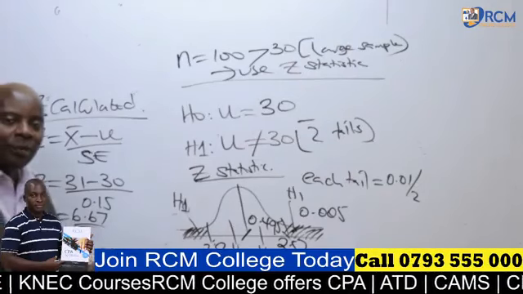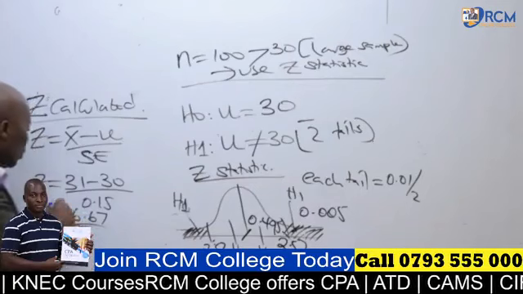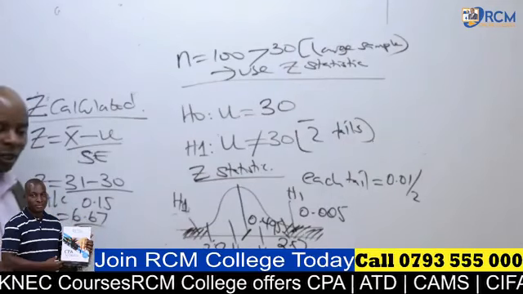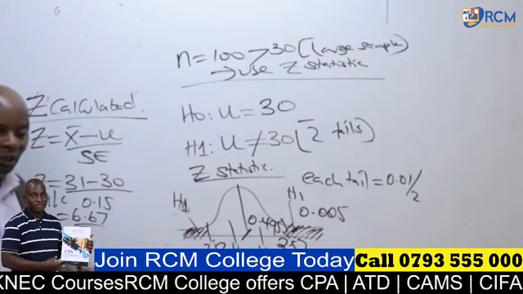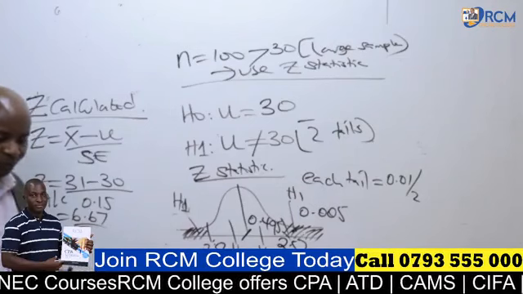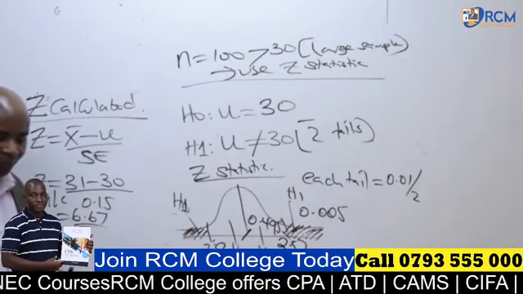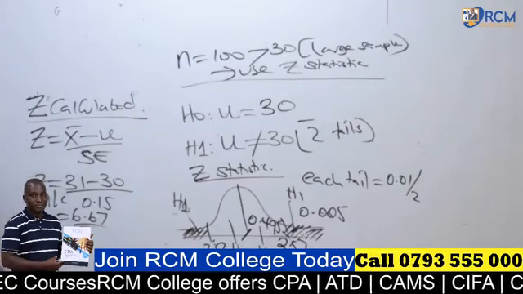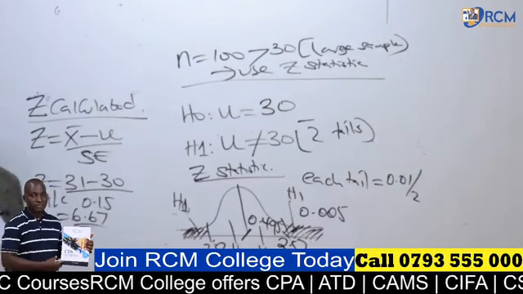So the next question, I told you this is one thing leading to another. Ladies and gentlemen, having gotten this Z calculated, we normally call it Z calc. Having gotten this Z calculated, what do you think will be the next thing to be done?